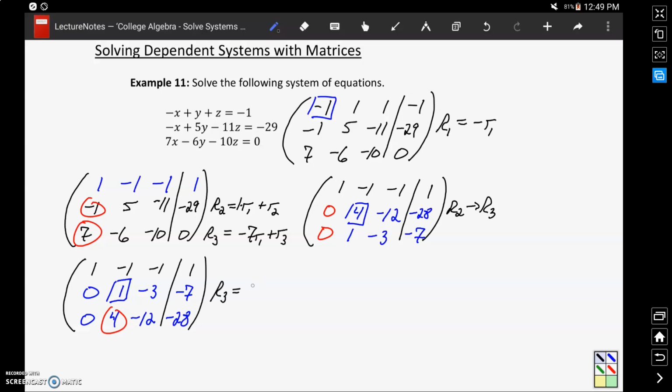So we'll update row 3 by taking negative 4 times row 2 and adding that result to row 3. The 0 will remain unchanged. That value of 4 will turn into a 0, and the rest of the values in that row will also become 0.